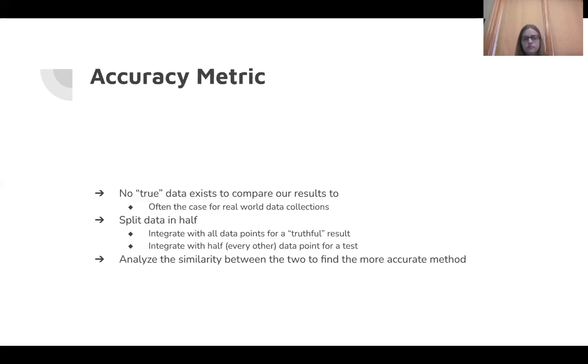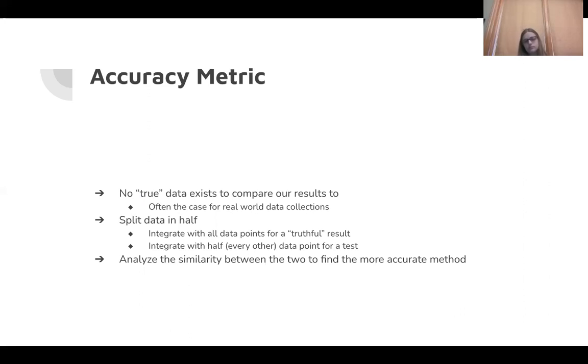Our accuracy metric was difficult to come up with because no true data for air pollution exists. All we have is these hourly measures. There's no truthful measure telling us exactly what they were, which is often the case for real world data collections, which is why we had to improvise and come up with a good way to analyze these methods. So we split our data in half.